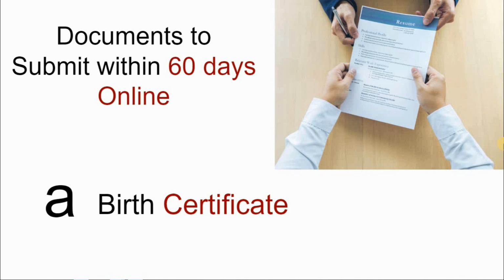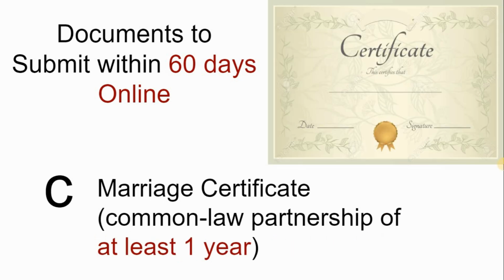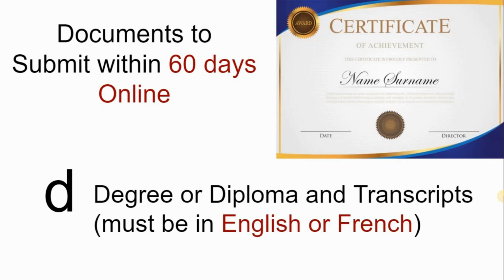The first one is going to be your birth certificate. The second document that you have to submit, guys, is the copy of pages showing your personal information, expiry and renewal dates of your passport. The third one, guys, is your marriage certificate. You must have a common law partnership of at least 1 year. The fourth one, guys, is your degree or diploma and transcripts, and take note that it must be in English or French.